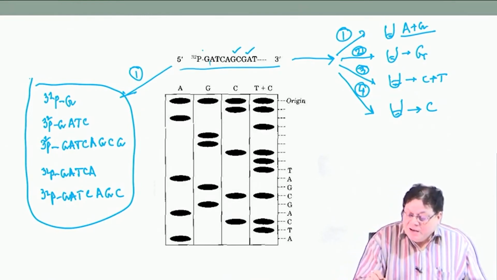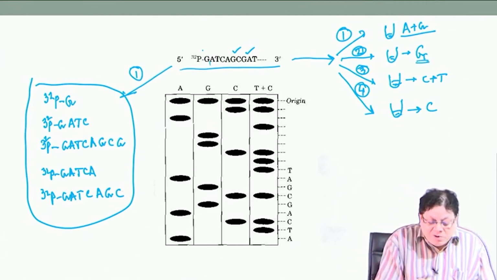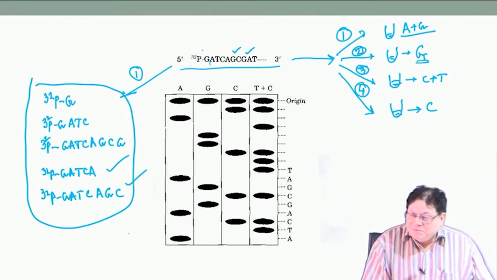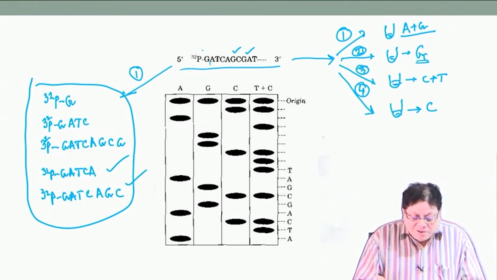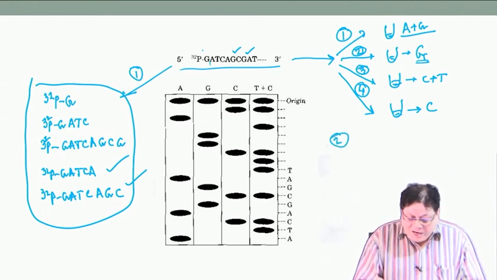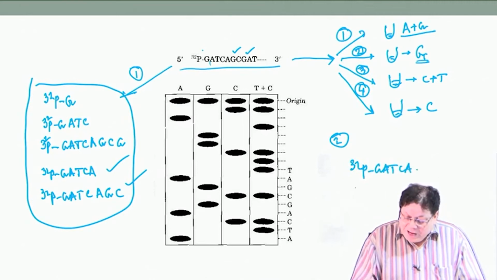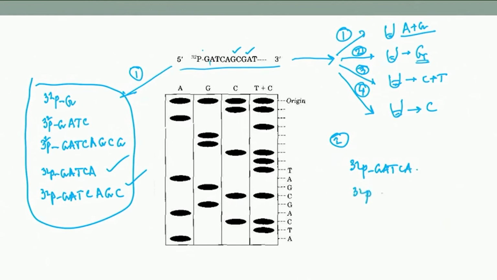Okay. The second test tube, where it is only G specific, what you will get? You will get only this one and that one, because these are only the G's. So second one you will get what? You will get 32P G A T C A, and then 32P G A T C A G C. So these are the two from the second test tube.